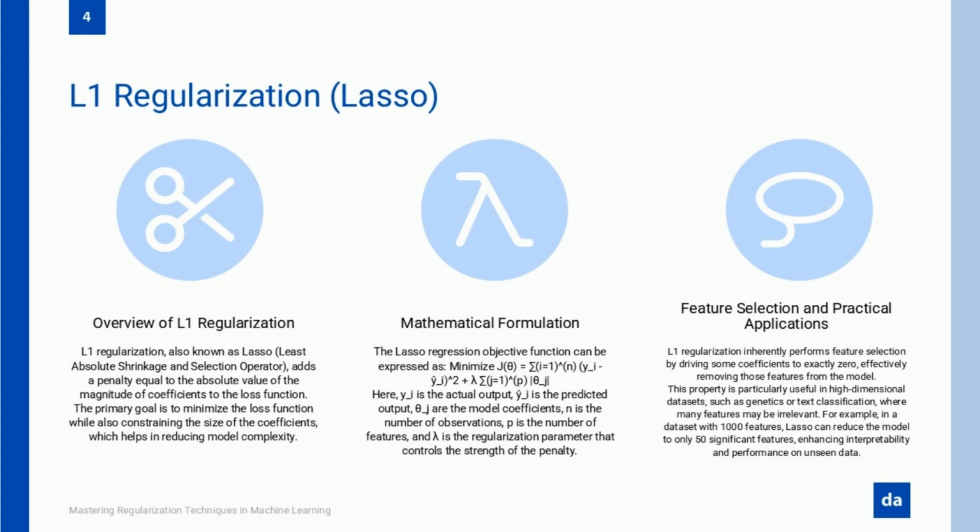Imagine you're running a startup. You've got way too many employees. Half of them are just standing around drinking coffee and scrolling TikTok. You need to cut costs, but you don't want to fire the wrong people. What do you do? You bring in L1 regularization.